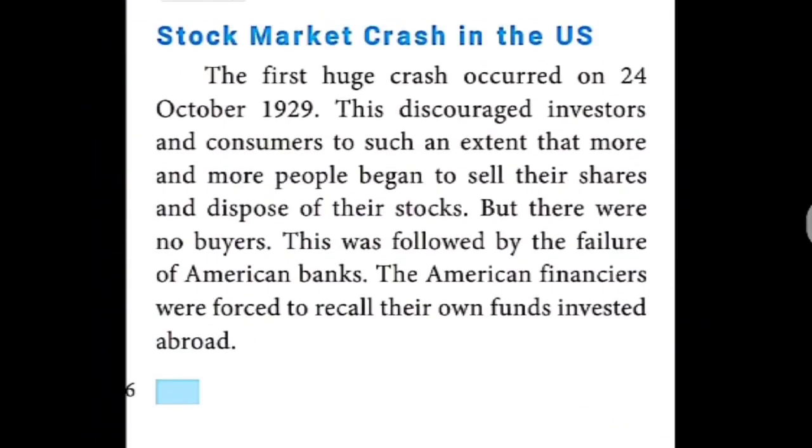The next para, what is given in the sense? Share market crash. Stock market crash in the United States of America. Which month, which date, everything is given here. The first huge crash. Which crash? The share market collapsed. When? On 24th October 1929, in the United States of America, the first share market crash occurred.